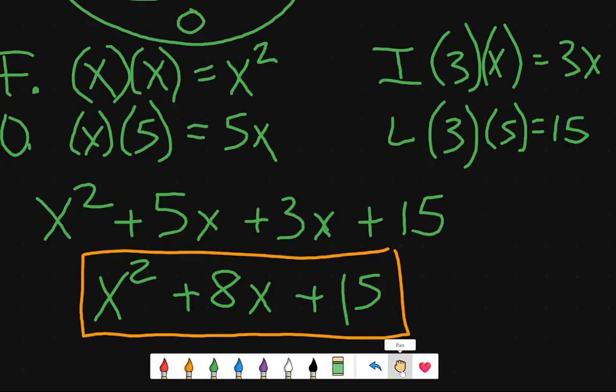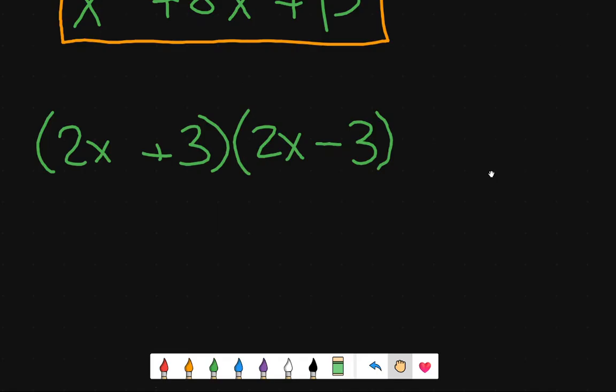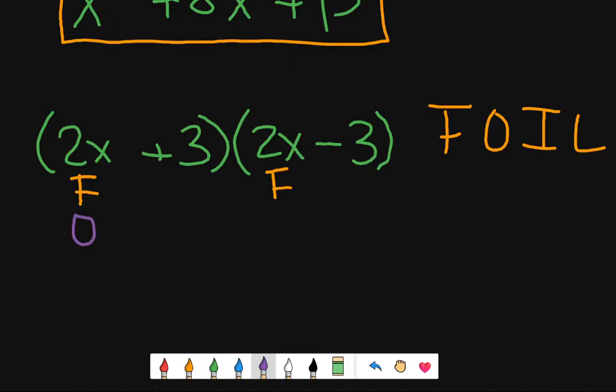Okay, let's go to another one in practice here. So we have 2x plus 3 times 2x minus 3. So we're going to use the FOIL method again. Remember, first, outer, inner, and last. So what are our F's here? Our F is 2x and 2x. These are the first terms. What are our O's here? Our O's are the first 2x and then the negative 3, or the minus 3.